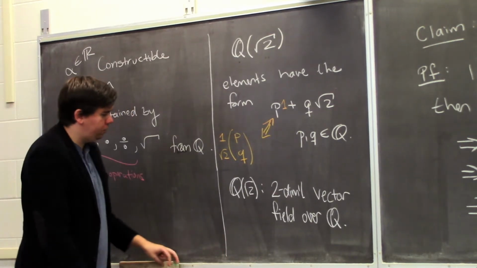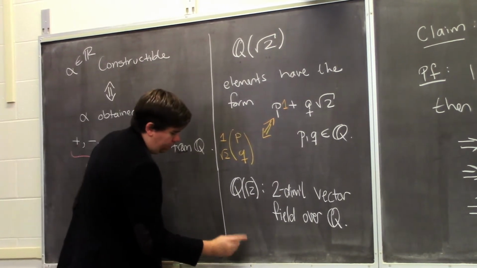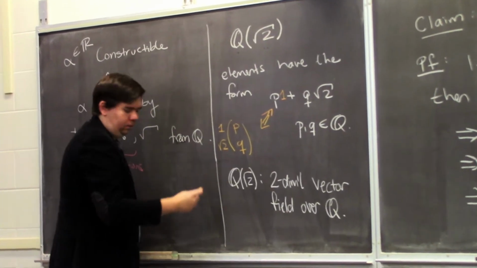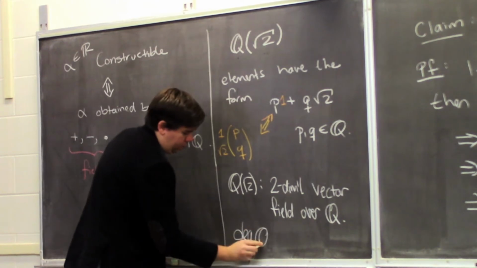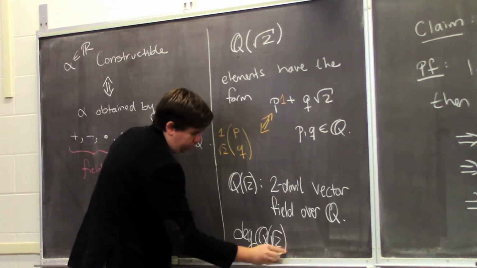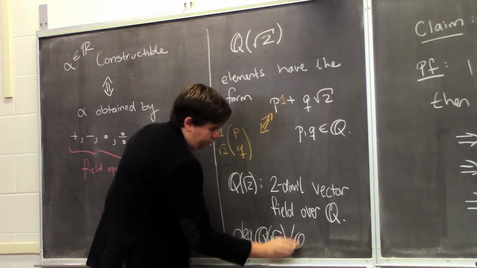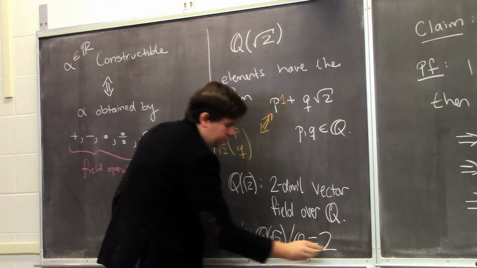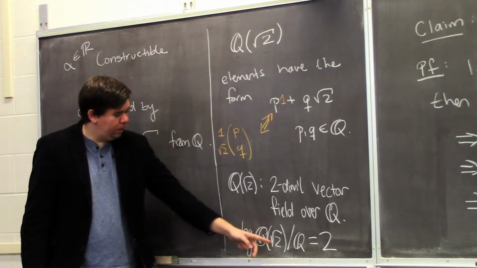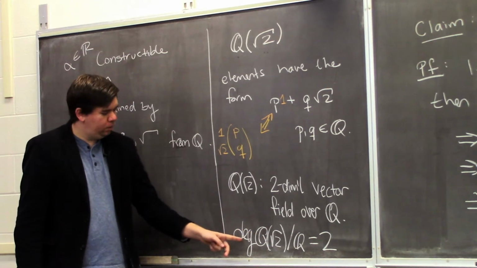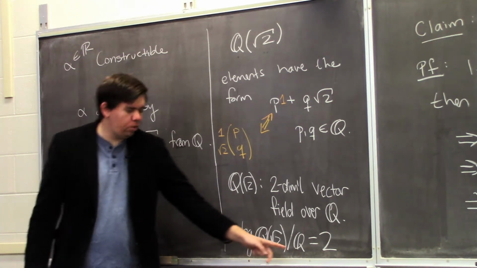And so I'm going to introduce some notation here to summarize this. I'll say the degree of Q root 2 over Q is 2. That's just saying you can think of Q root 2 as being a degree 2, a two-dimensional vector space over Q.